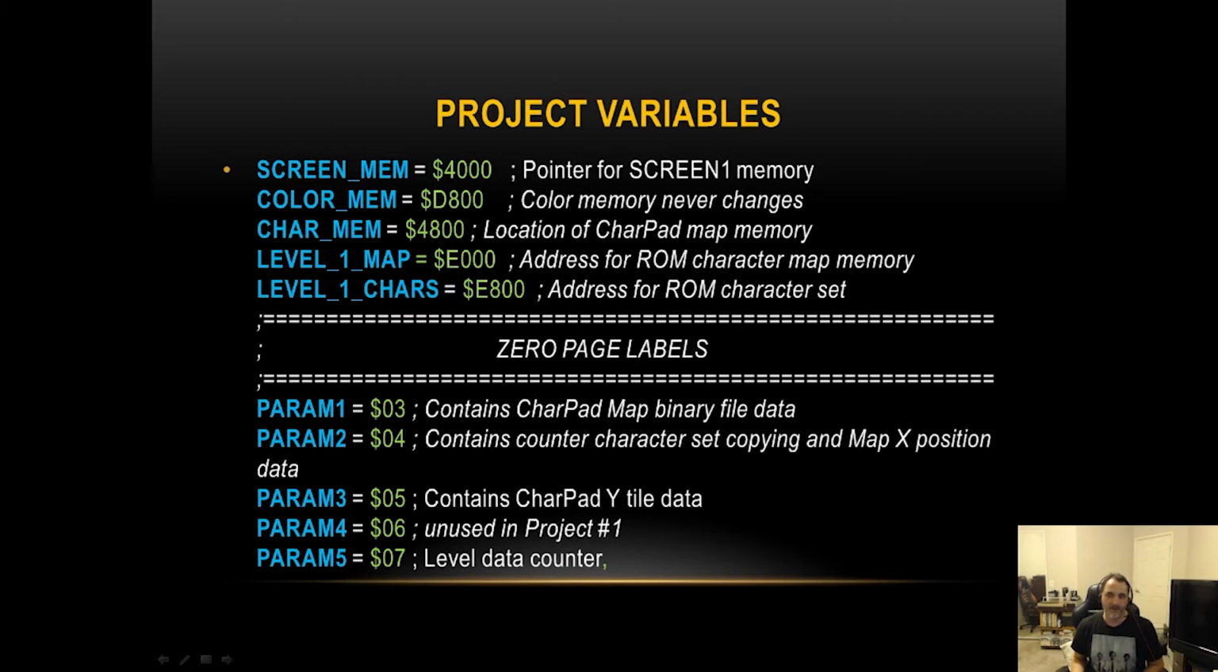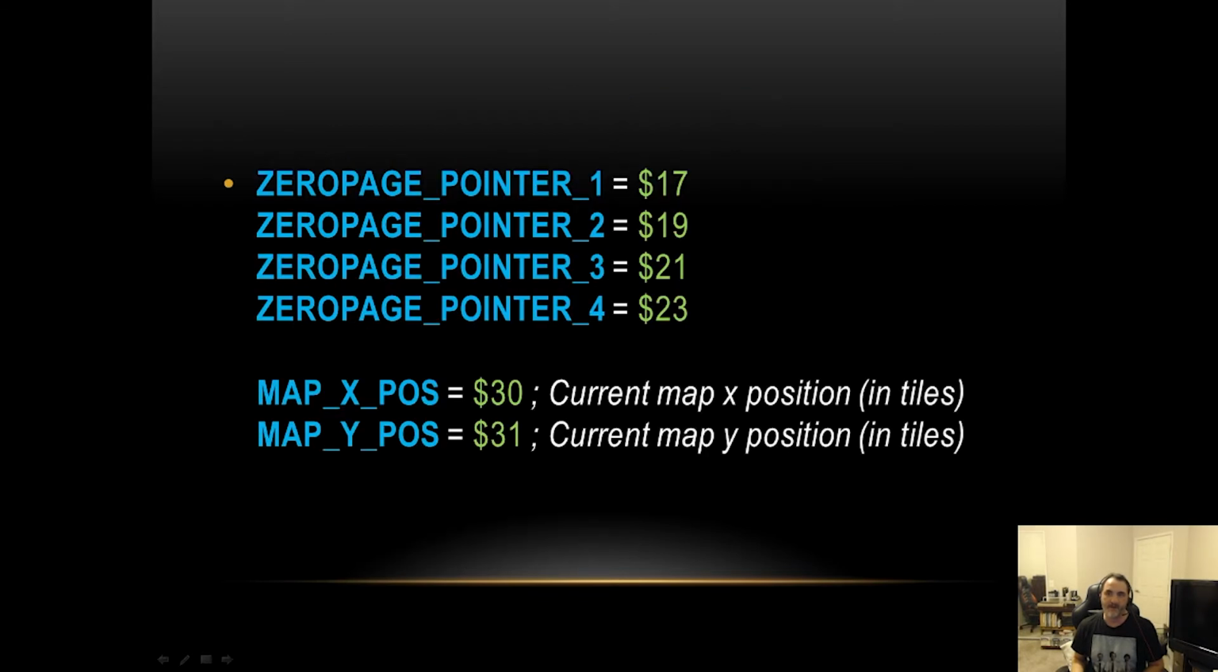And down below you'll see zero-page labels that are going to be used throughout the project. And here's the zero-page pointers. The ones you see, map X pos and map Y pos, are going to be used for drawing our map and positioning on the screen.